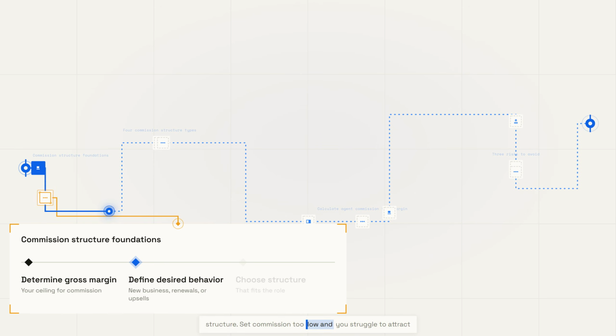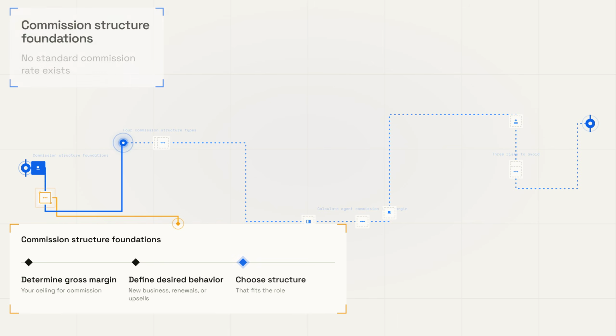Set commission too low and you struggle to attract capable salespeople. Set it too high without checking your margins and you can pay out more than the sale is even worth, and both directions cost you. Know your margin and know the behavior you're buying before you pick any number.